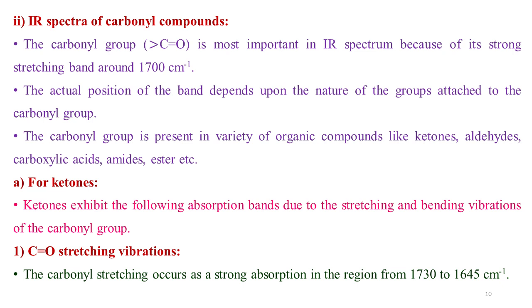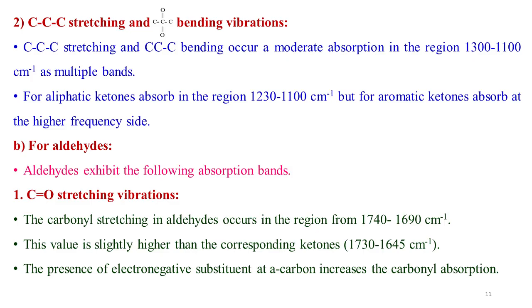For ketones, it exhibits the following absorption bands due to stretching and bending vibrations. First, we will see about the C double bond O stretching vibration. The carbonyl stretching occurs in the region of 1730 to 1645 per centimeter. C single bond C stretching, and C single bond C double bonded O and C single bond C bending occurs at the absorption region of 1300 to 1100 per centimeter as multiple bands. For aliphatic ketones, the range is 1230 to 1100 per centimeter, but for aromatic ketones, it absorbs at a higher frequency.